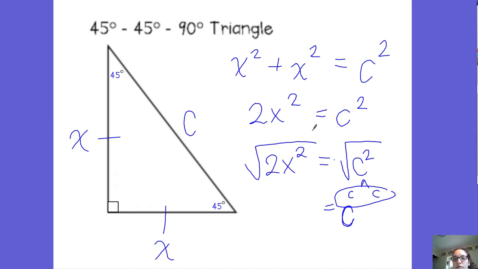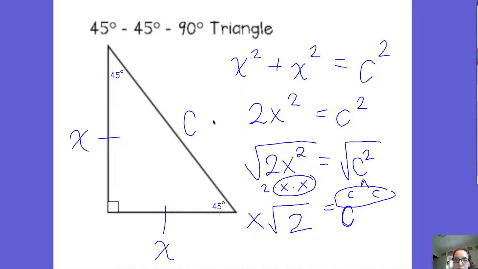And so now, if I'm thinking about the square root of 2x squared, this is the same thing as 2 times x times x. So I can circle my x's. I can bring an x out front, but I have this 2 left over. I don't know what the square root of 2 is. It's not a perfect square, so that gets stuck underneath the square root.